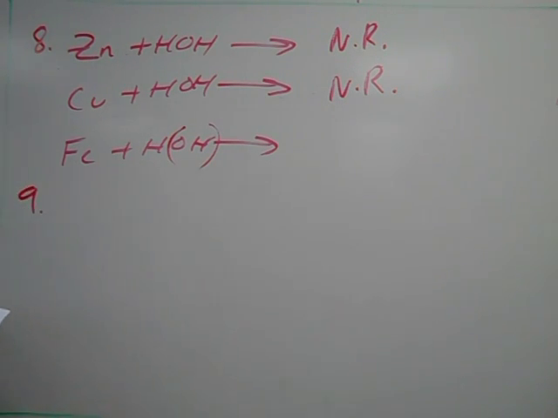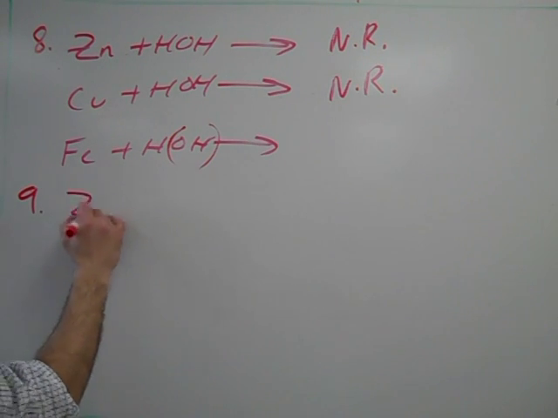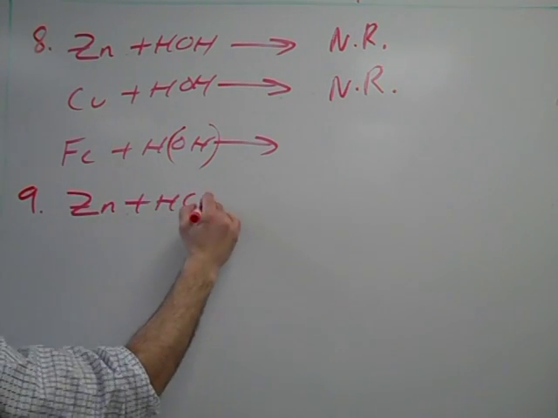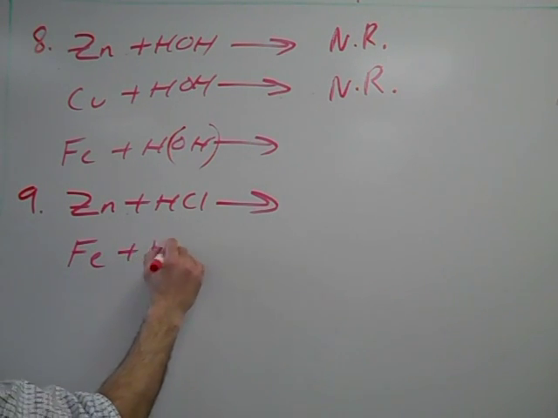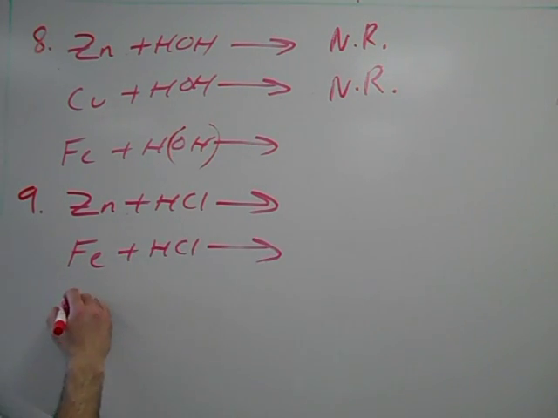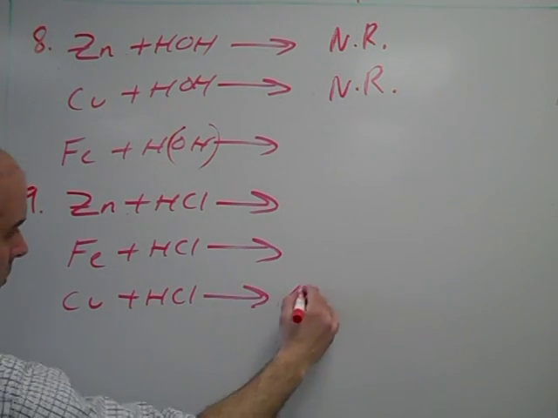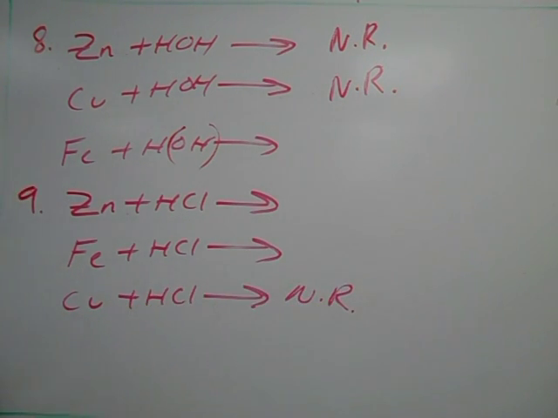For number 9, we then put these 3 samples with HCl. The only one that didn't react was the copper. For the iron chloride, you can pick iron 2 or iron 3 to balance it. And again, it is up to you.